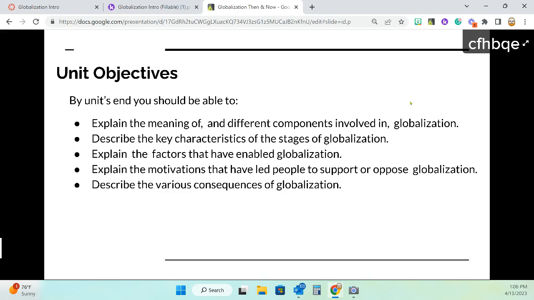You should also be able to talk about the different consequences of globalization. What might be good, what might be bad, in order for you to be able to argue intelligently and in an informed way for or against globalization.